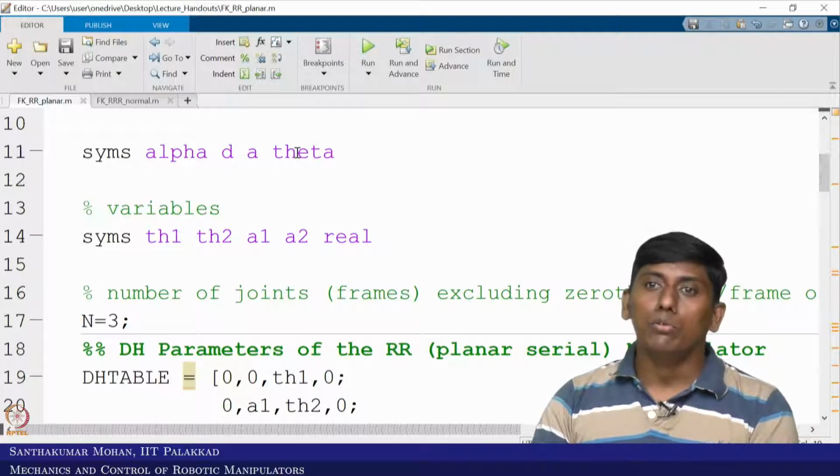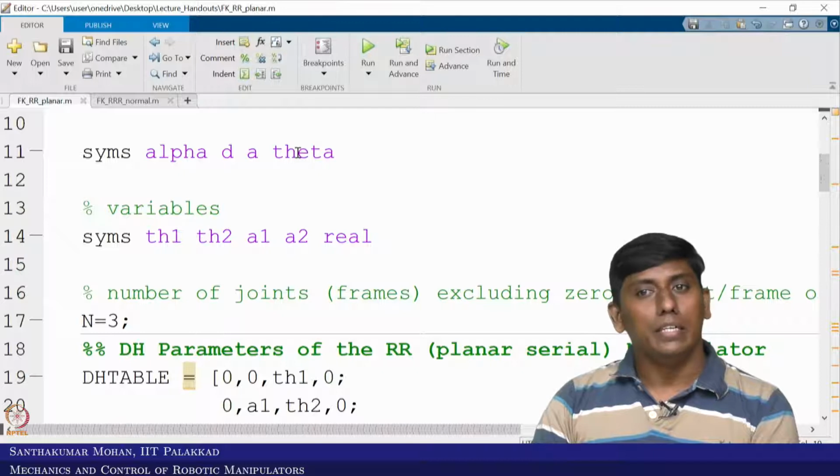In addition to that, based on the DH table, there would be A1, A2, theta 1 and theta 2 coming in this case.